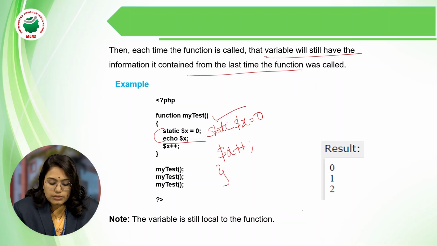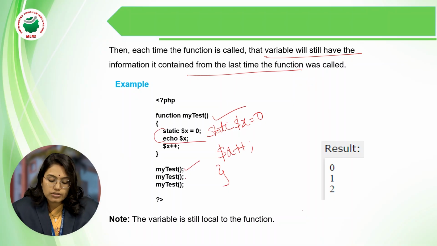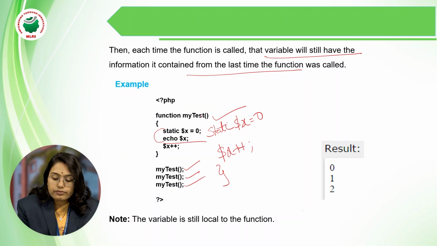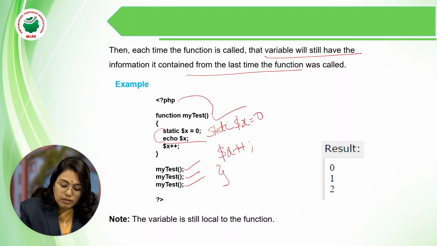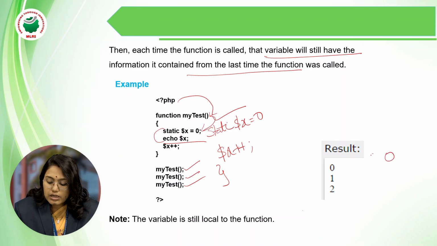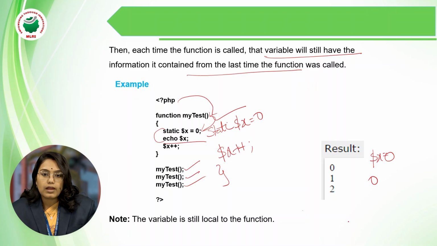After that, we are closing the function. The first function is my text, and 3 function calls we are declaring. That means it will be repeated 3 times. Let me explain how the result will come. From here it will read that function and read the value as 0. First, it will print the $x value as 0, because the echo of $x is given.